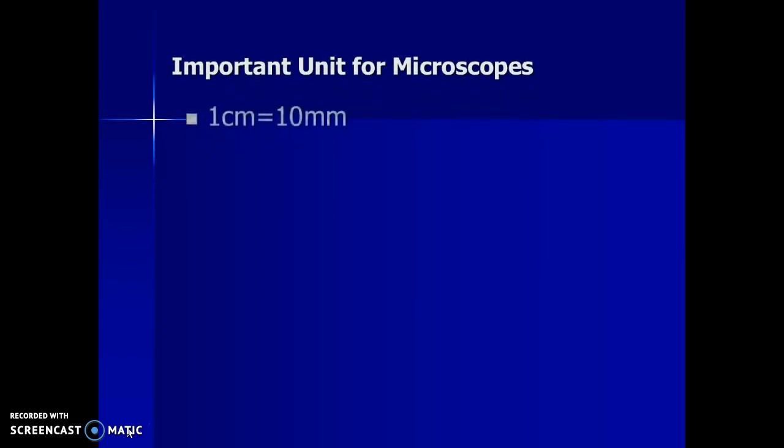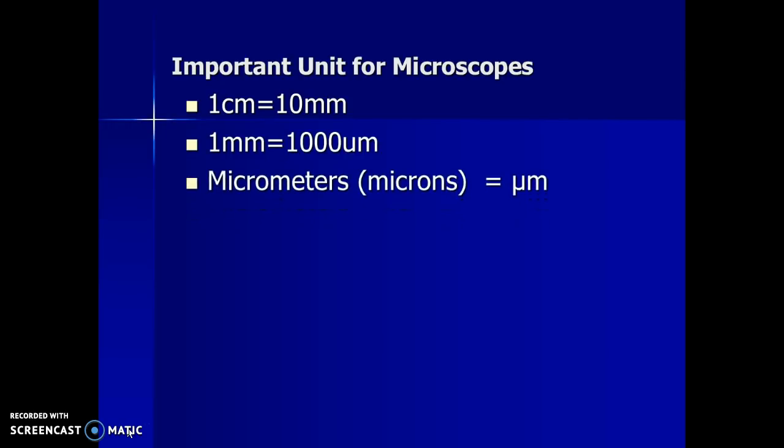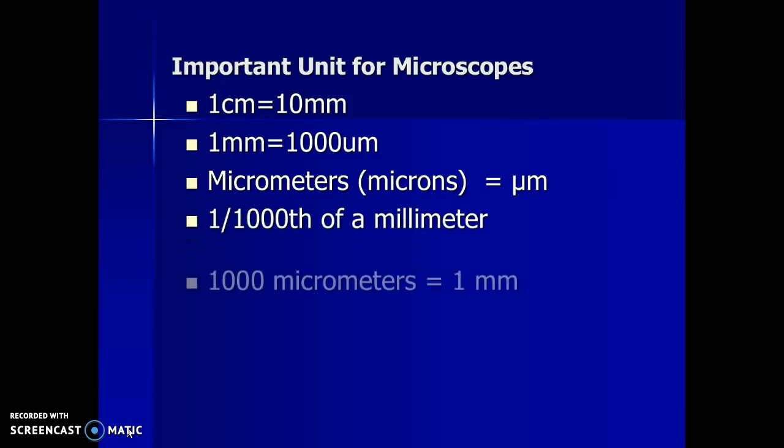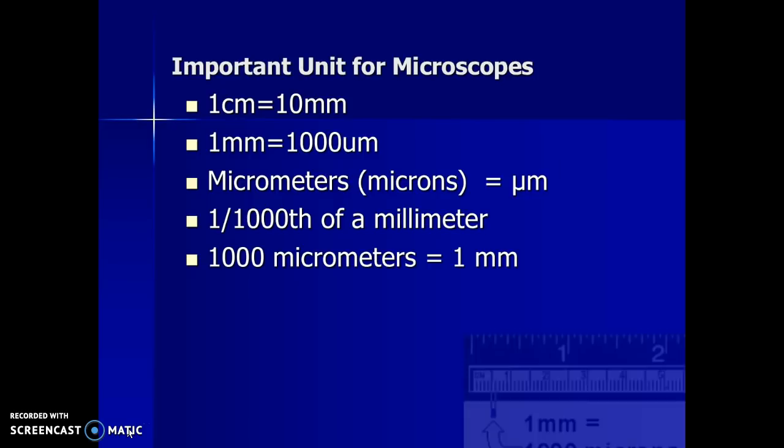Now let's talk about the important units for microscopes. 1 centimeter, we all know, equals 10 millimeters. And 1 millimeter equals 1000 micrometers. So how much is a micrometer? A micrometer is 1/1000th of a millimeter.